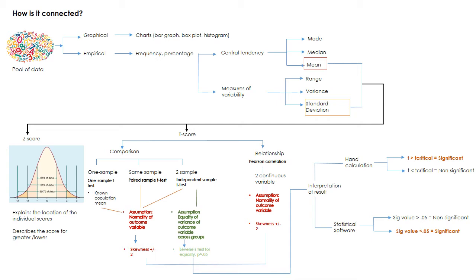And that is not enough. We want to know about the variability that exists in the distribution. So we started computing measures of variability. These measures of variability can be in terms of the range, the variance, or the standard deviation.